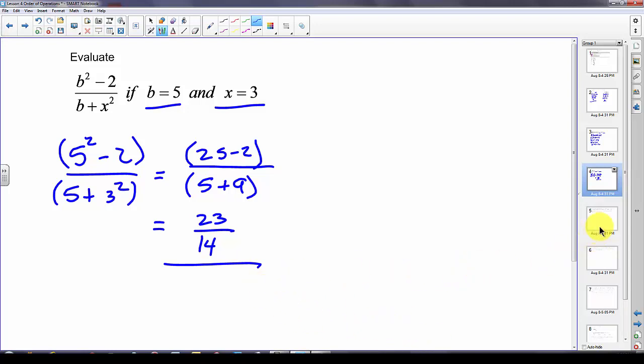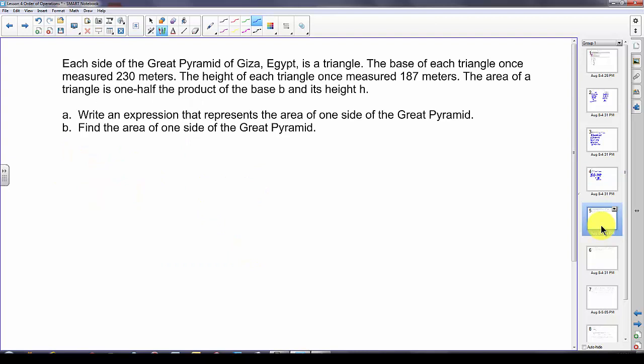The only time we're going to actually use decimals is when a problem asks us to round to a specific decimal place. Otherwise, we'll keep everything in improper fraction form, reduced. So let's look at a couple of word problems.